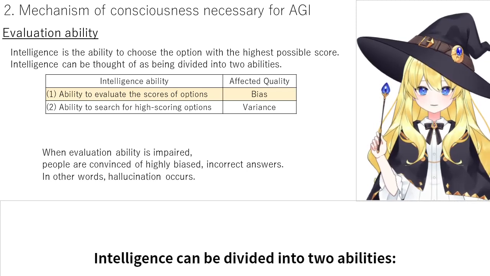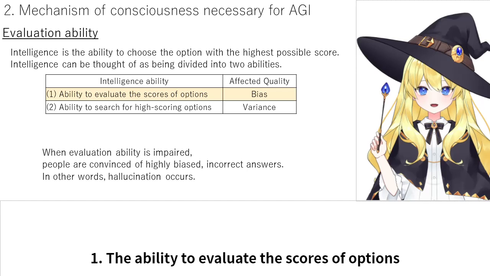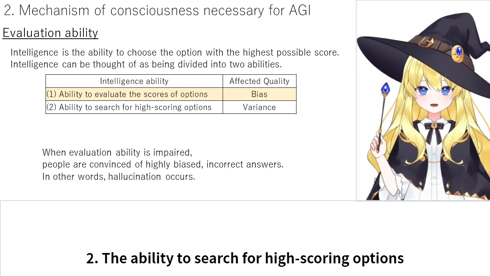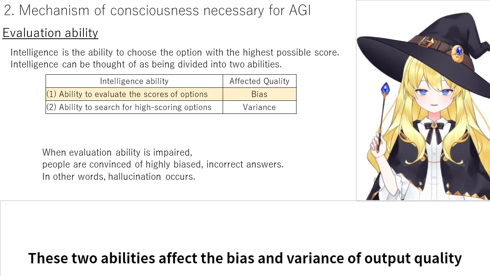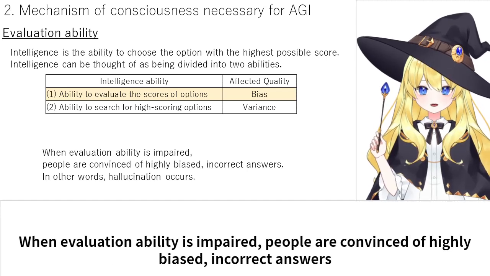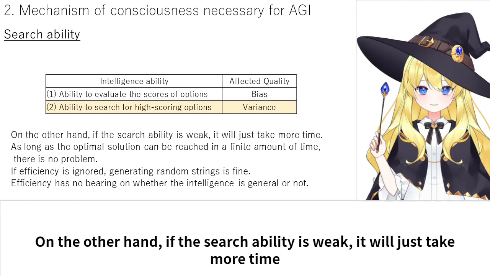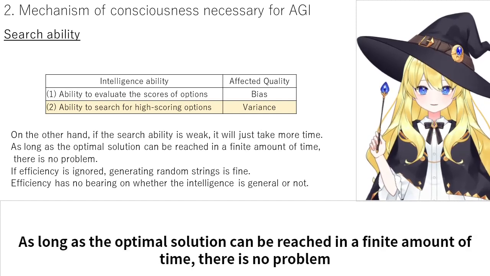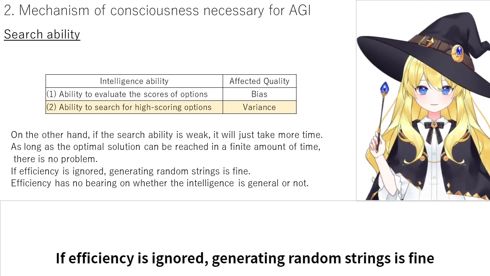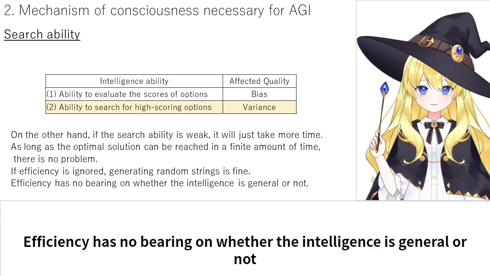Intelligence can be divided into two abilities. 1. The ability to evaluate the scores of options. 2. The ability to search for high-scoring options. These two abilities affect the bias and variance of output quality. When evaluation ability is impaired, people are convinced of highly biased, incorrect answers. In other words, hallucination occurs. On the other hand, if the search ability is weak, it will just take more time. As long as the optimal solution can be reached in a finite amount of time, there is no problem. If efficiency is ignored, generating random strings is fine. Efficiency has no bearing on whether the intelligence is general or not.